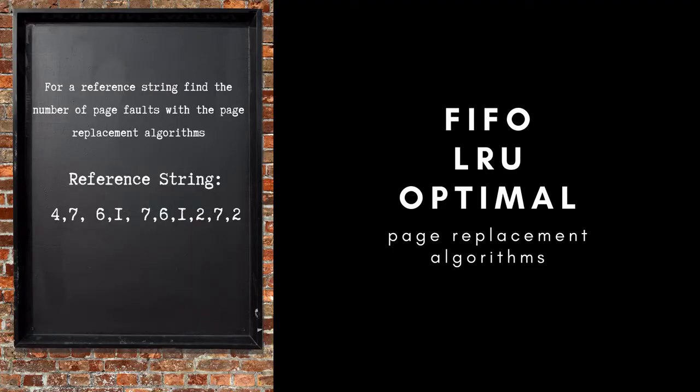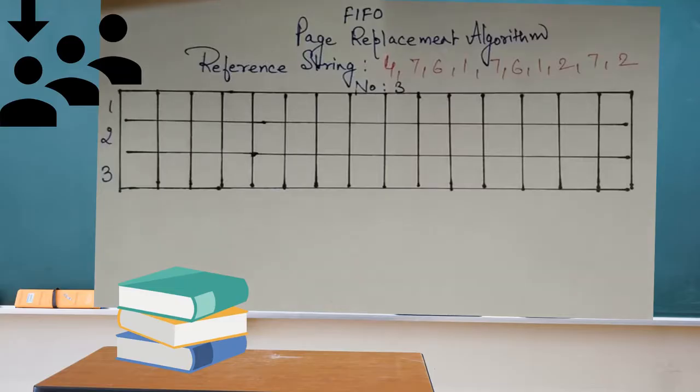For a reference string, find the number of page faults with the page replacement algorithms, that is FIFO, LRU, and optimal. So here we would be seeing how many page faults are occurring for each type of algorithm. The reference string is given as follows. Now let's formulate the FIFO page replacement algorithm. We have been given a reference string and the number of frames is given as 3. That means 3 pages can be accommodated in the memory at a single time. So let's see how it is done.